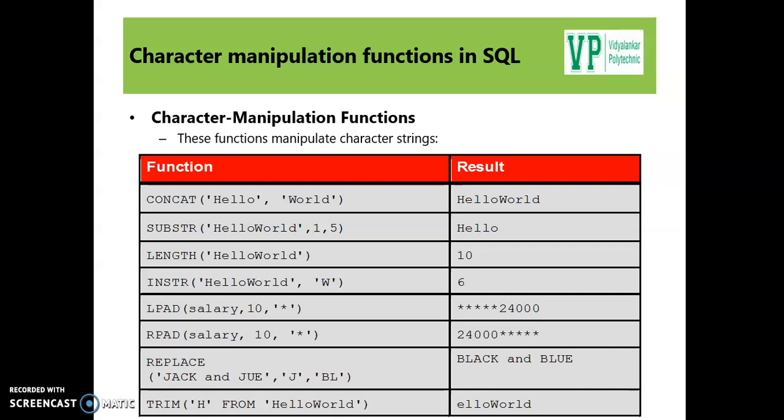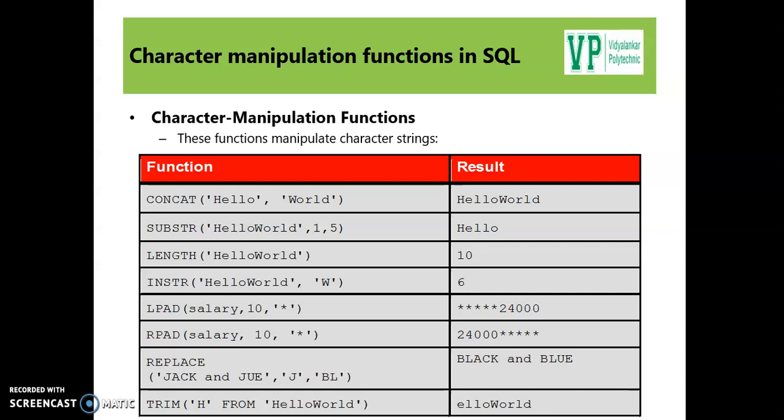And it is the same with the rpad function. The same inputs are there, salary, 10 and the asterisk sign, but you can see the position of the asterisk sign is at the right side. So 24000 is the original value for the salary column, and these 5 stars or 5 asterisk signs are at the right side to fill the remaining characters.